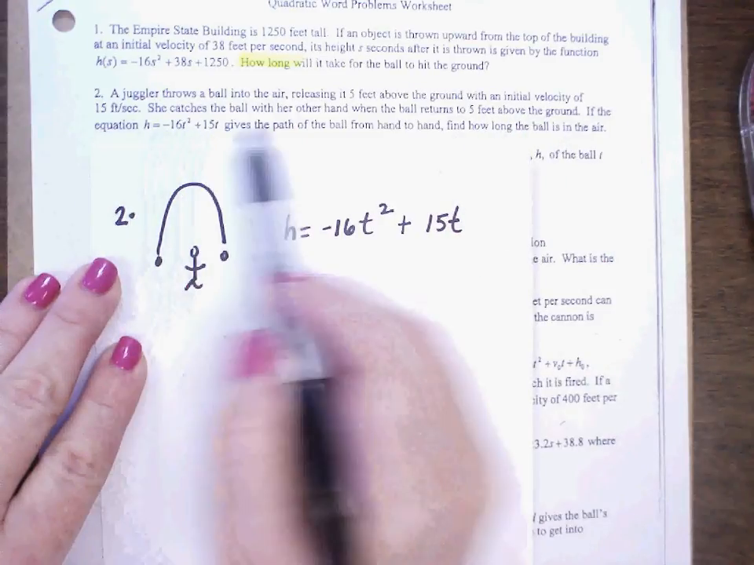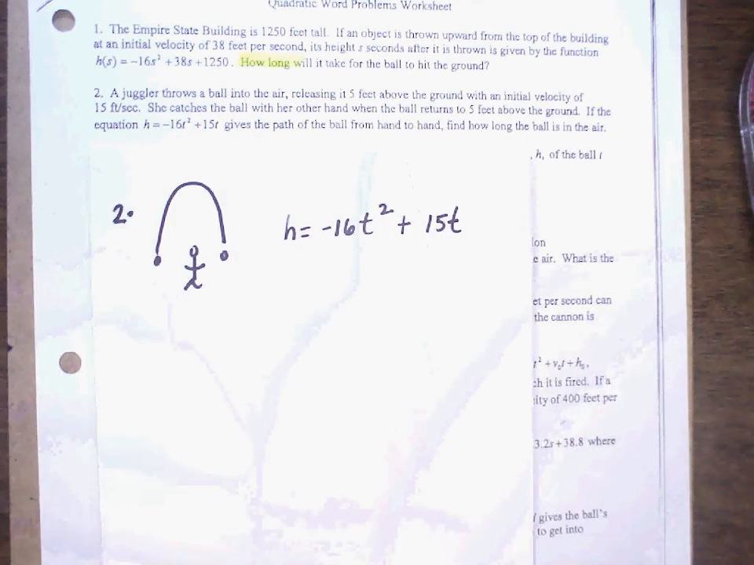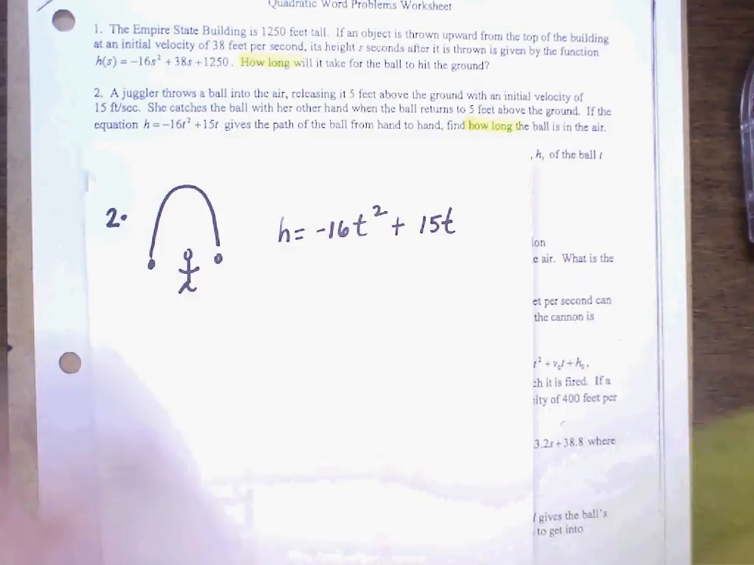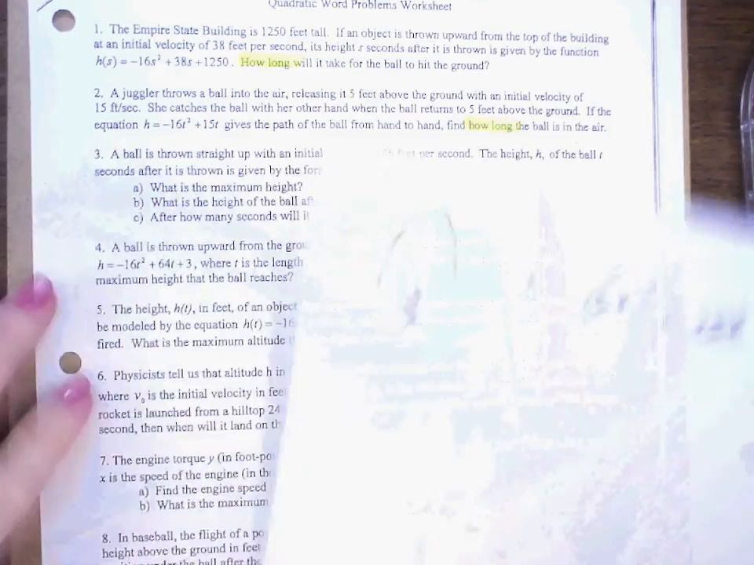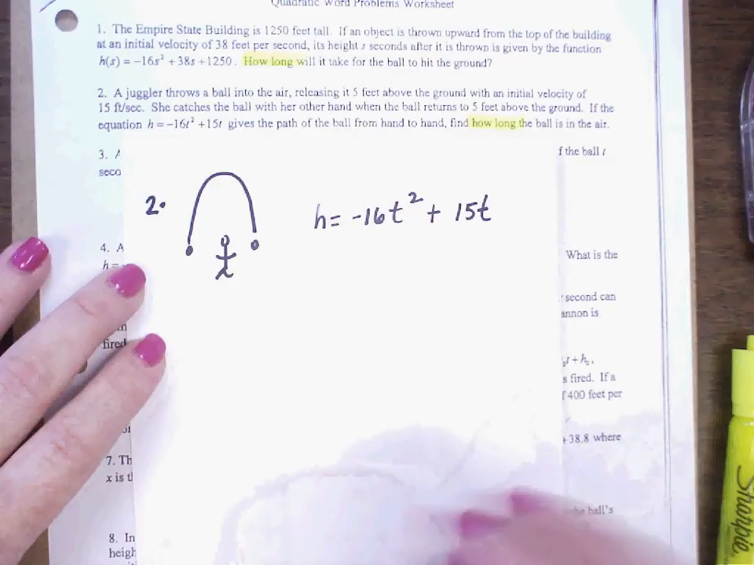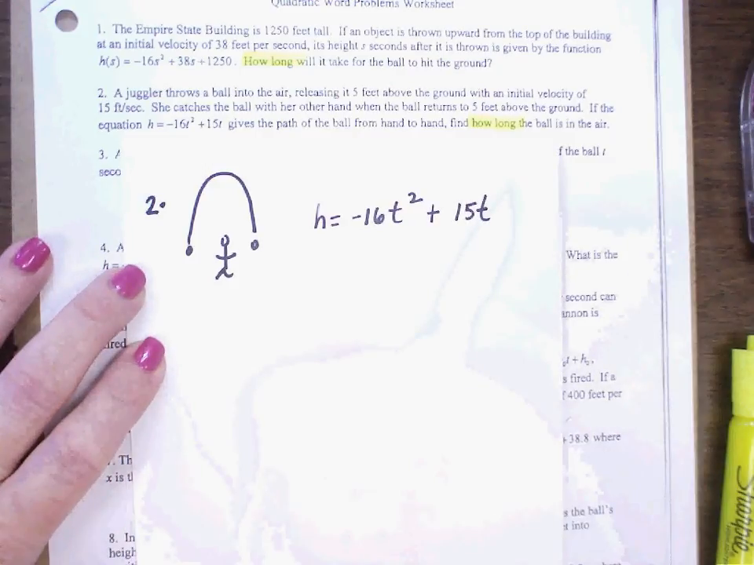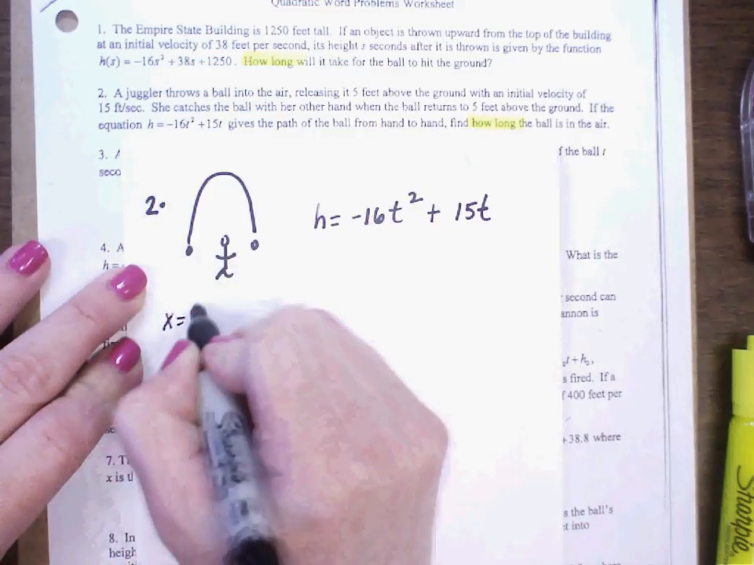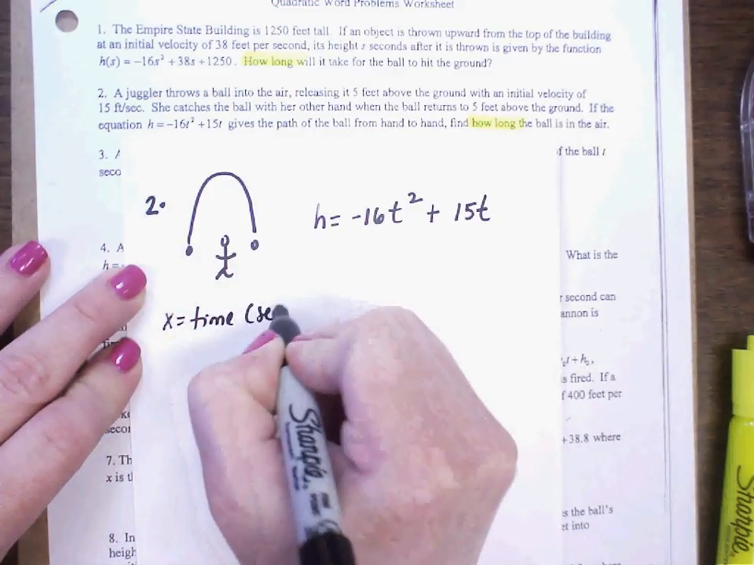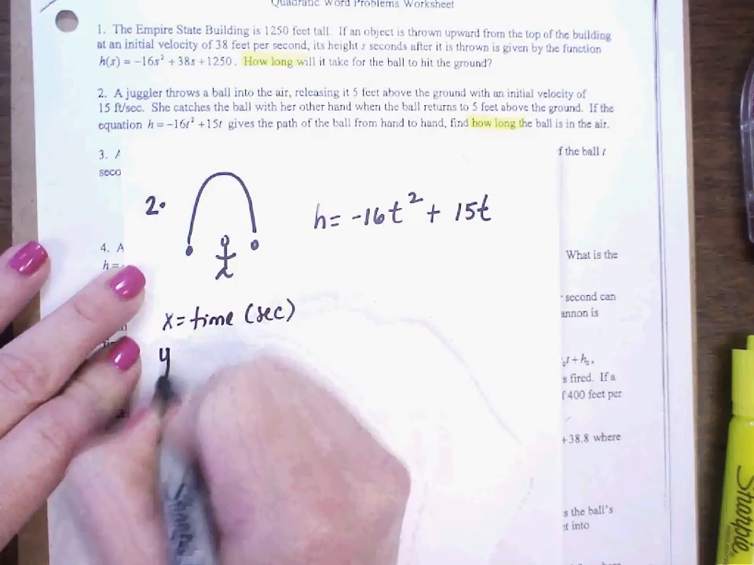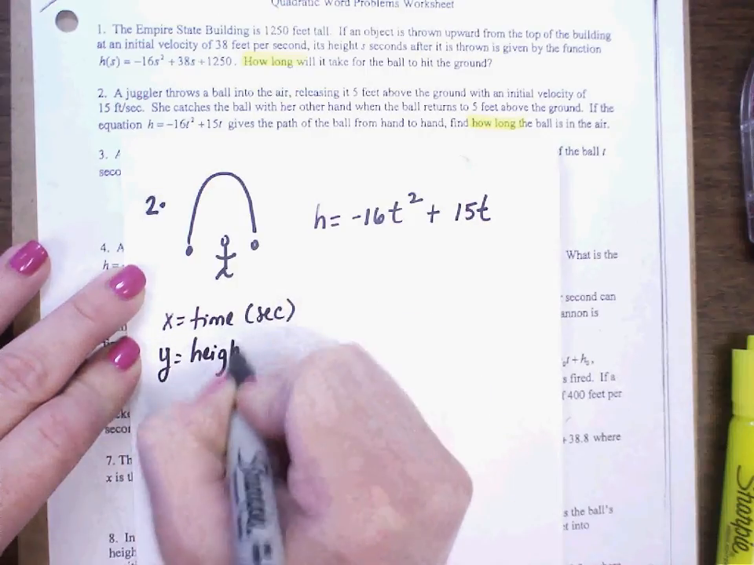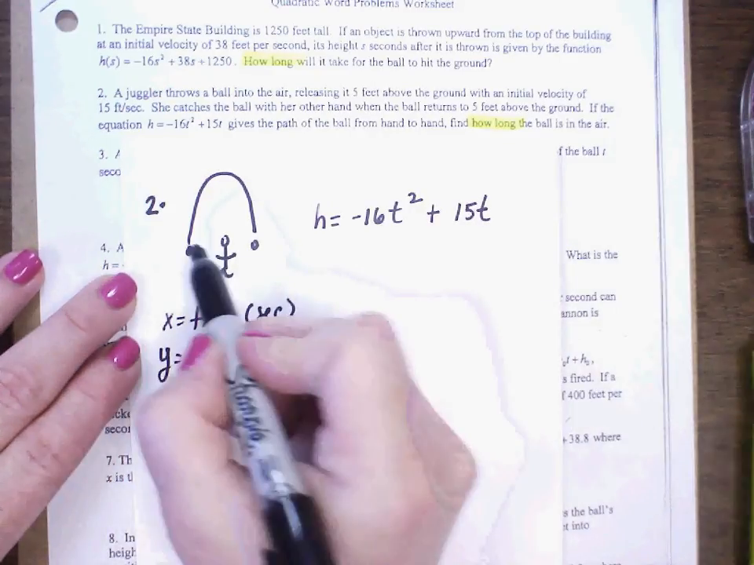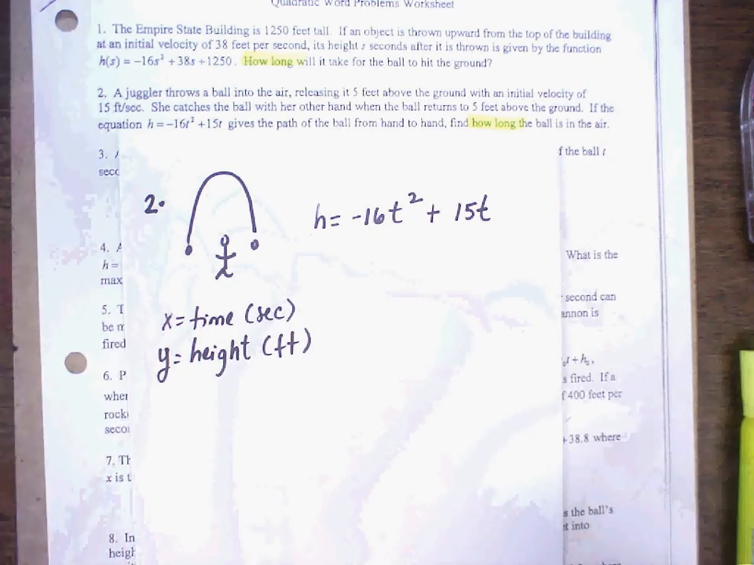So she catches the ball with the other hand when the ball returns to 5 feet above the ground. If the equation h of t equals negative 16t squared plus 15t gives the path of the ball from hand to hand, find how long will the ball be in the air. All right? So how long will the ball be in the air? So what is x? Time in seconds, right? And y would be height in feet. Very good.